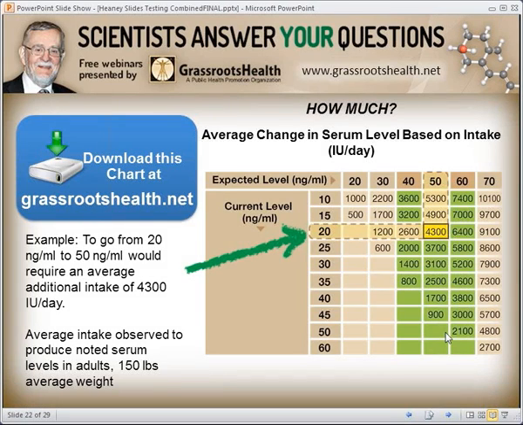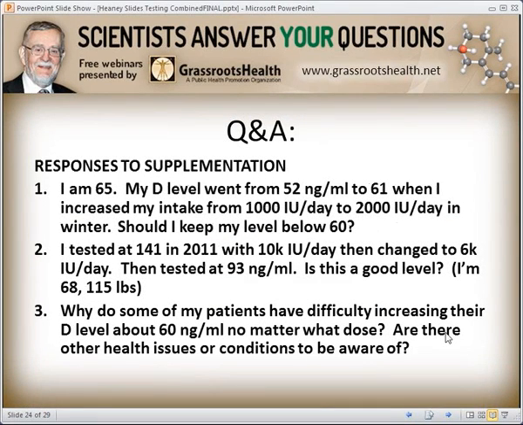Dr. Heaney, we have quite a number of questions. So one of the very first ones here, or the category, was responses to supplementation, and they all, to some extent, reflect what you have been saying. The first one, someone 65 years of age, their D level went from 52 nanograms per ml to 61 when they increased their intake from 1,000 to 2,000 IU a day. Should they keep their level below 60?